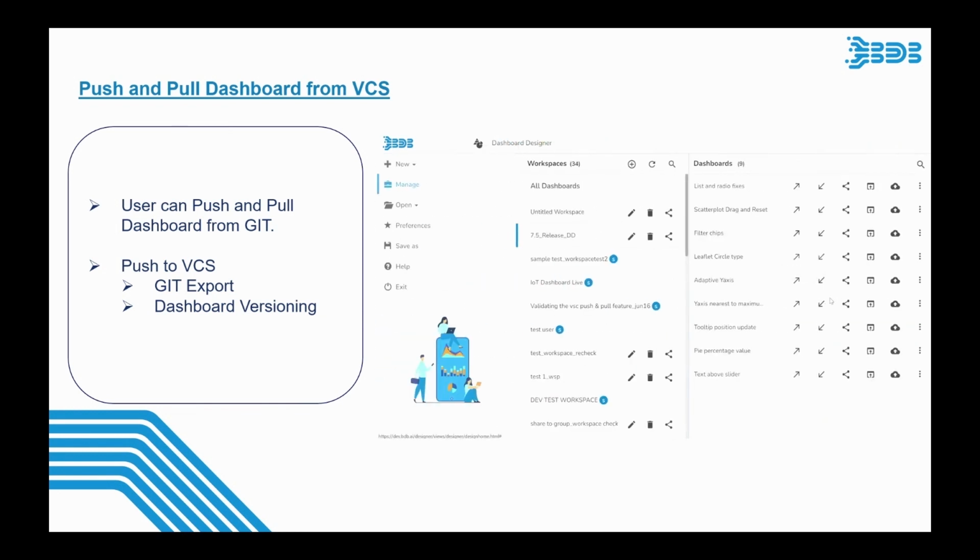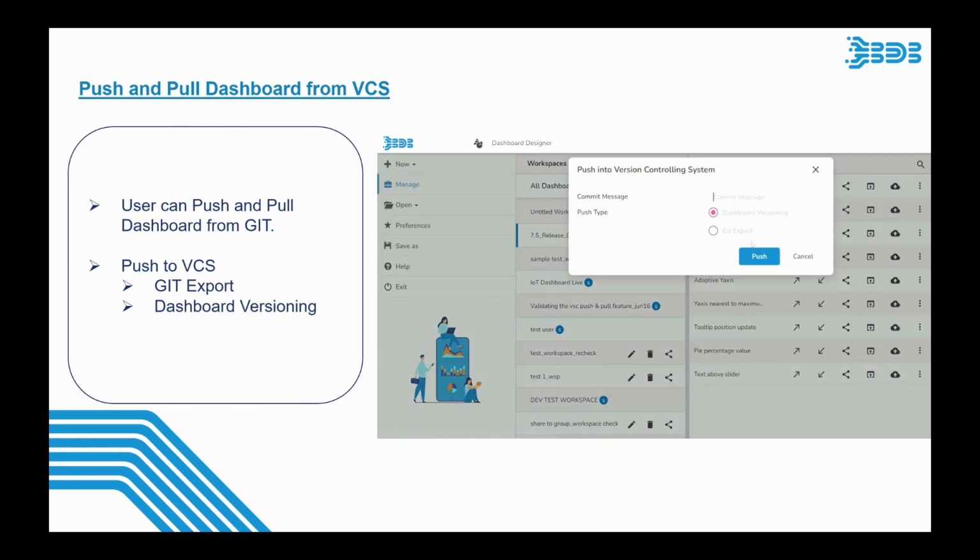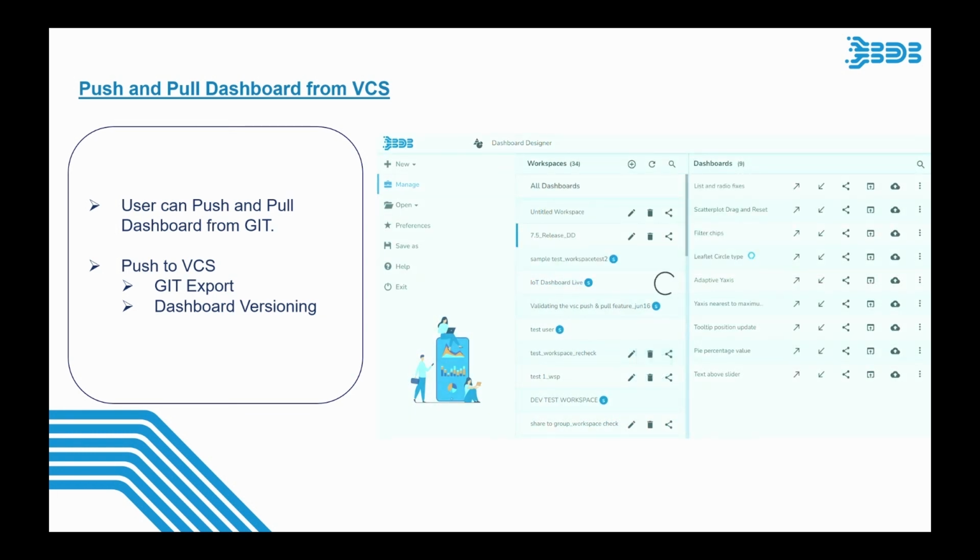which means we can maintain different versions for the same dashboard. Suppose we have created one dashboard and pushed it into the VCS, modified something, and pushed it again, so we have two versions. And if you want to pull an old version, you can pull it. So this is the push and pull feature. You can push and pull the dashboard based on your requirement.